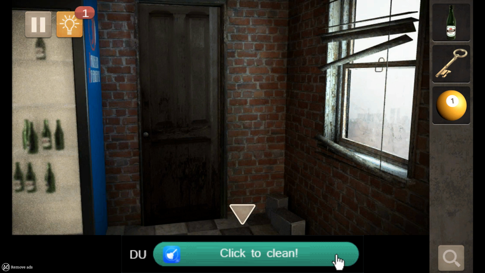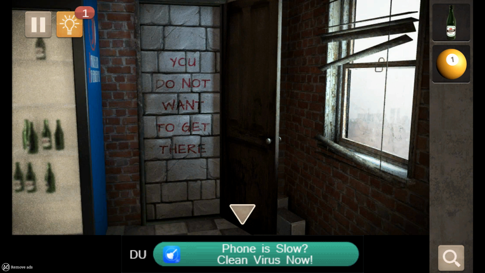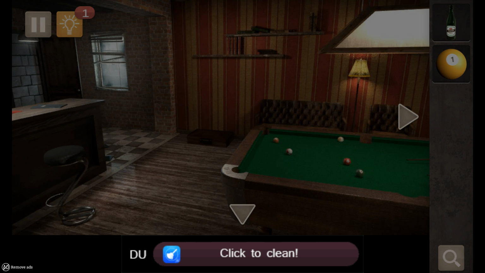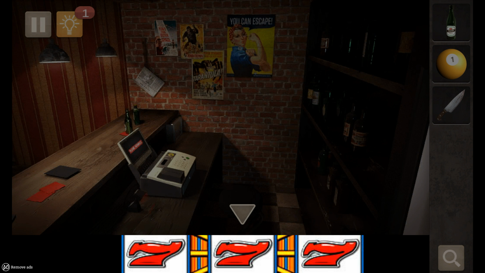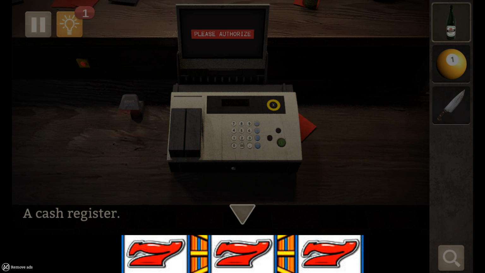Now let's go to the kitchen. You do not want to get there. All right. I'll take your word for it. You seem like a trustworthy person. No danger there. Okay, get a knife. And what do we have here? Fruit scanner. Button. That we could scan the beer.